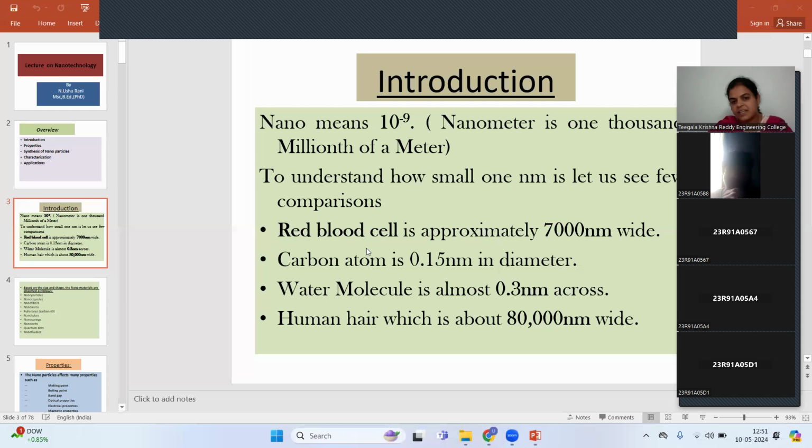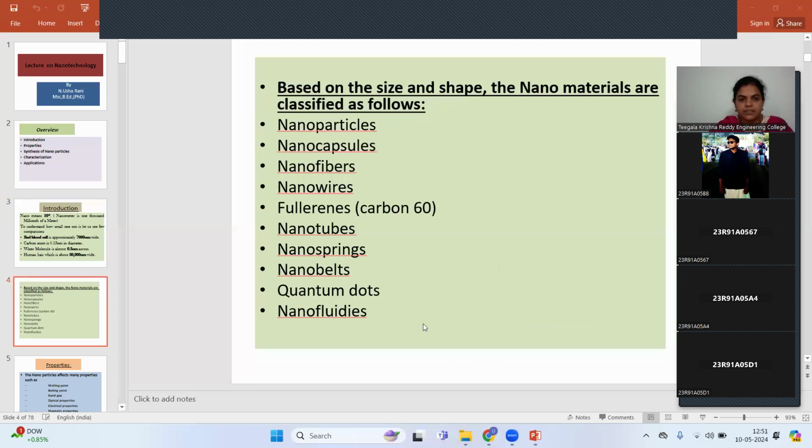Suppose we take a red blood cell. A red blood cell is approximately 7000 nanometers wide, and a carbon atom has 0.15 nanometers in diameter, and a water molecule is almost 0.3 nanometers across, and human hair is about 80,000 nanometers wide. Bacteria range from 1000 to 10,000 nanometers.